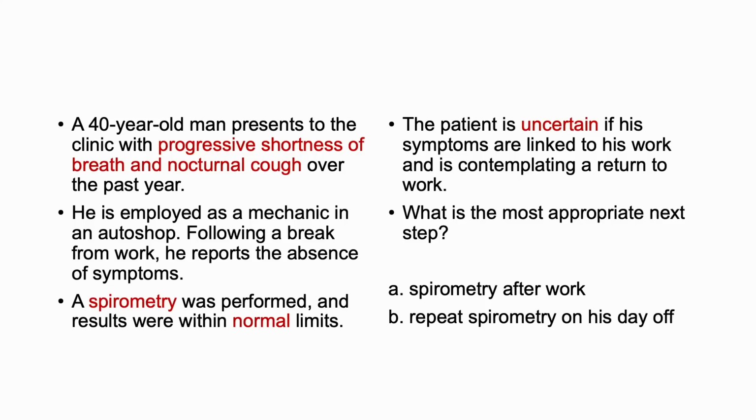A 40-year-old man presents to the clinic with progressive shortness of breath and nocturnal cough over the past year. He is employed as a mechanic in an auto shop. Following a break from work, he reports the absence of these symptoms. Spirometry was performed and results were within normal limits. The patient is uncertain if his symptoms are linked to his work and is contemplating a return to work.